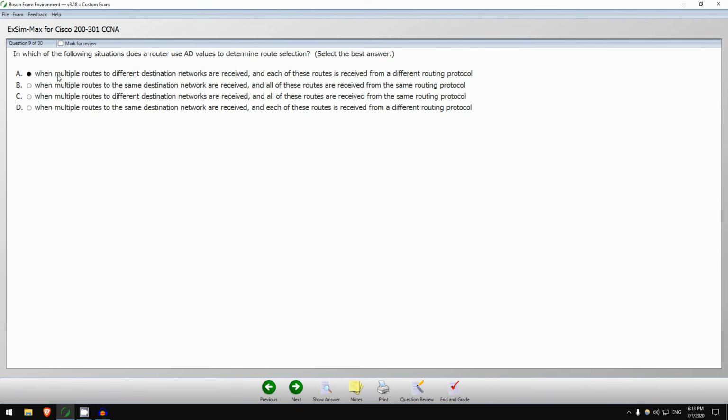Why is that? That's because each of the routes is to a different destination network. So the router doesn't have to choose between them. It will simply put in all of the routes in the routing table because they are two different destinations. So I think A is incorrect.